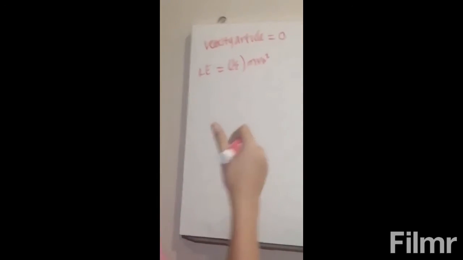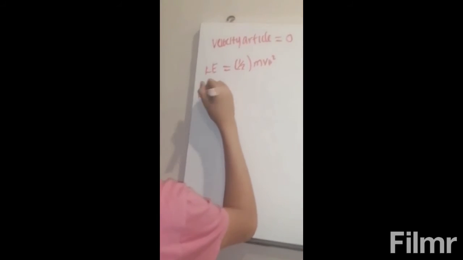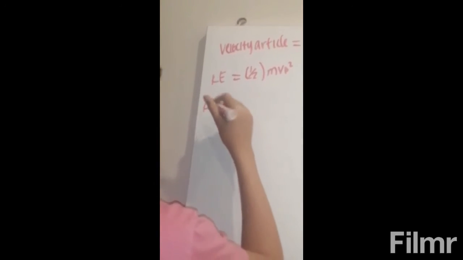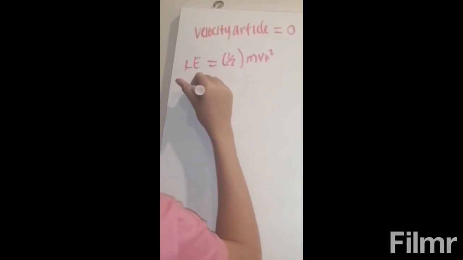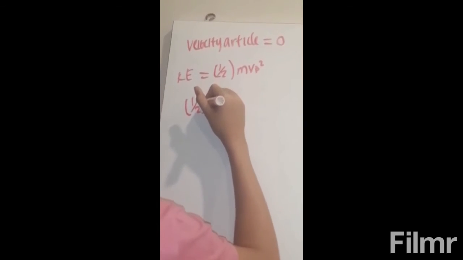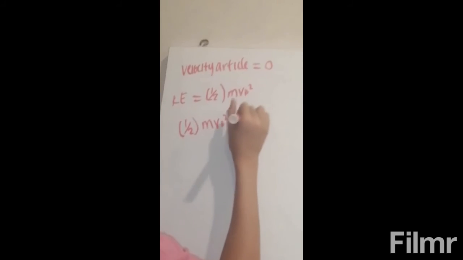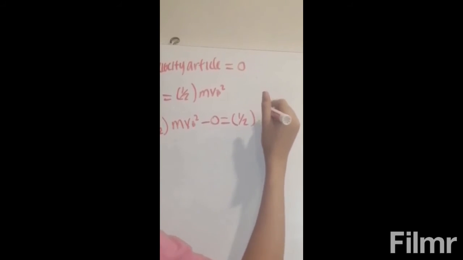So now, as the particle comes from A to B with speed VB, its kinetic energy will be given by KE equals 1/2 mvB squared minus 0, which equals 1/2 mvB squared.